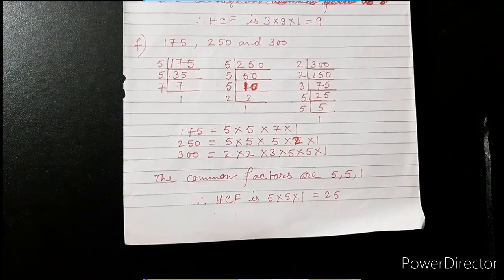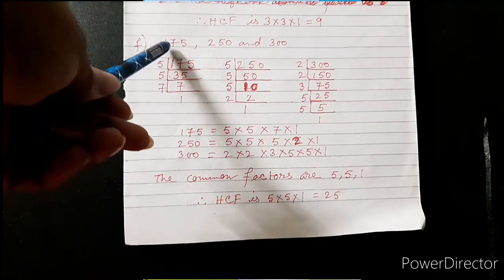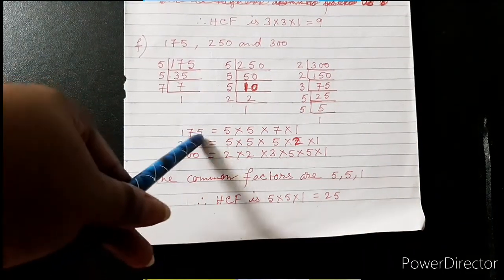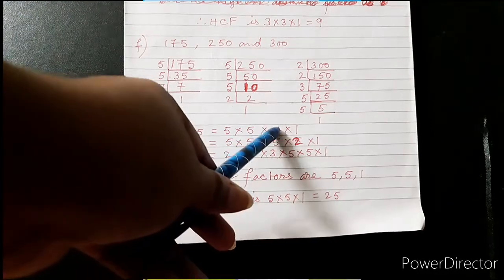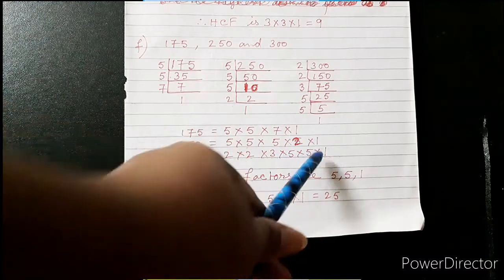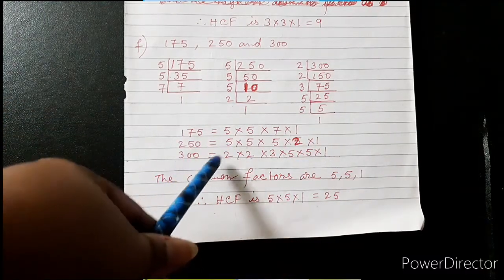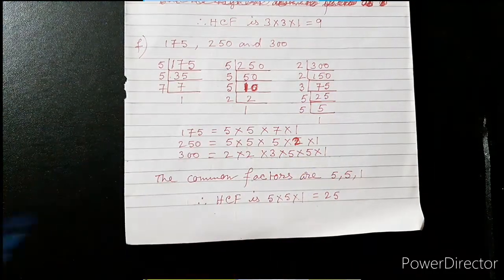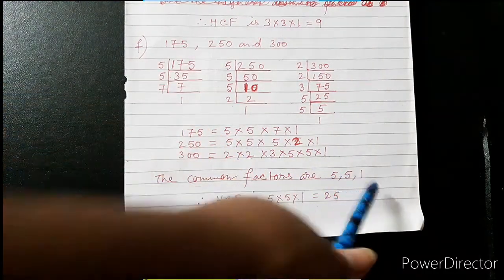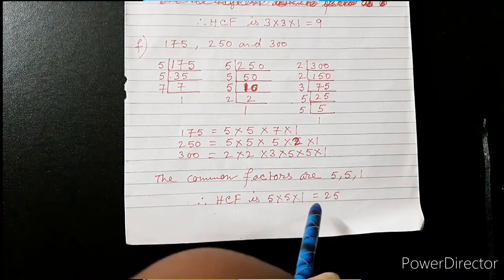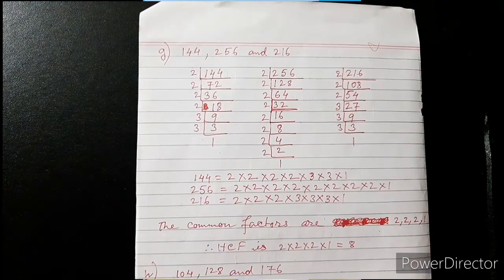6F. Find the HCF of 175, 250 and 300. First we do the prime factorized method. Factors of 175 are 5 into 5 into 7 into 1. Factors of 250 are 5 into 5 into 5 into 2 into 1. Factors of 300 are 2 into 2 into 3 into 5 into 5 into 1. So the common factors are 5, 5, 1. Therefore, the HCF is 5 into 5 into 1 equal to 25. 6G.